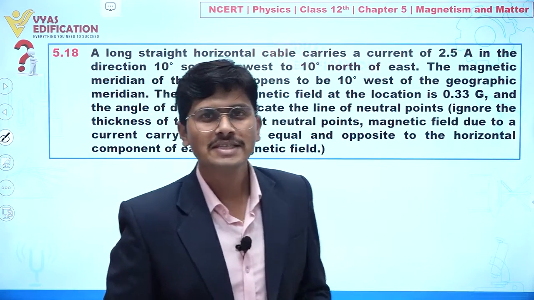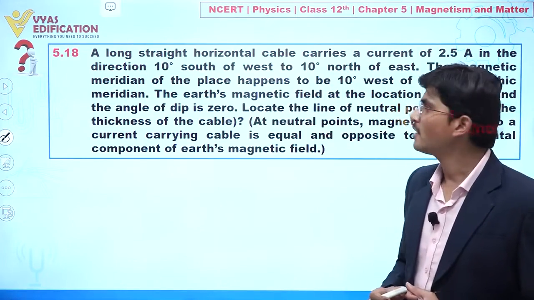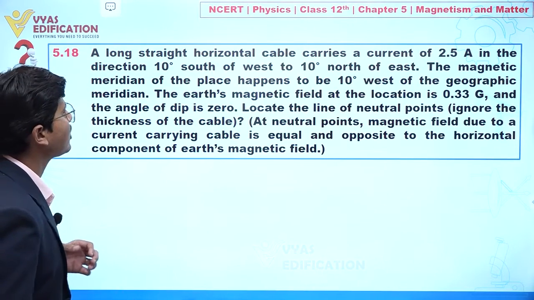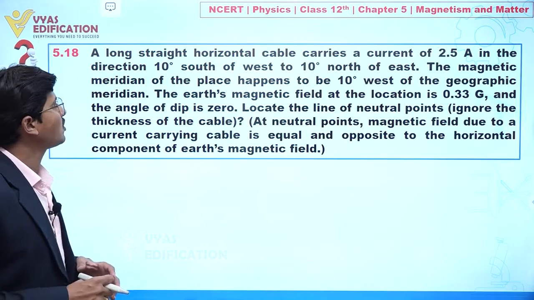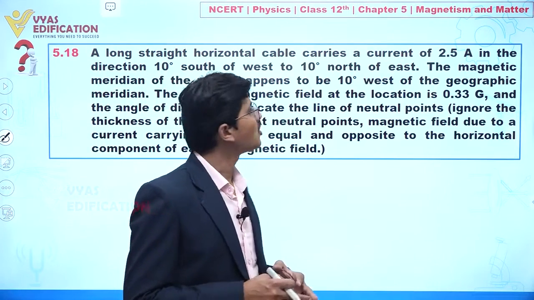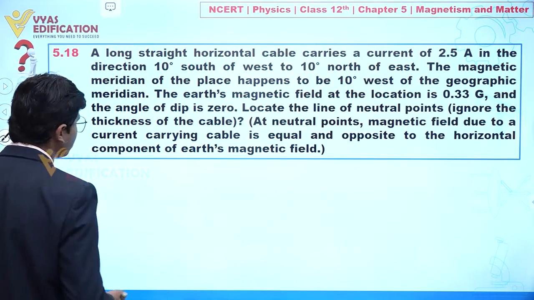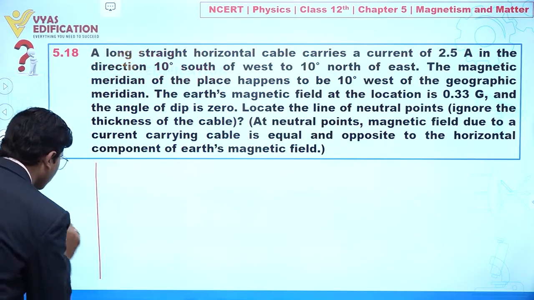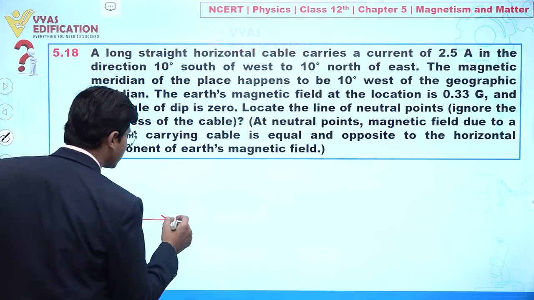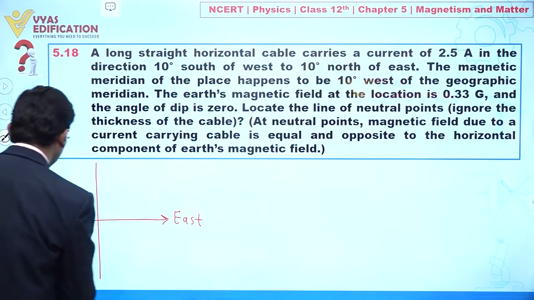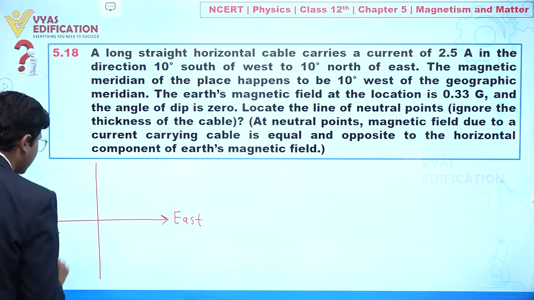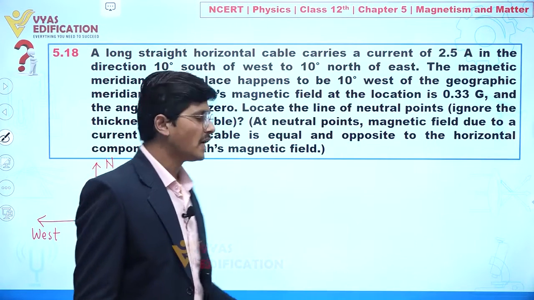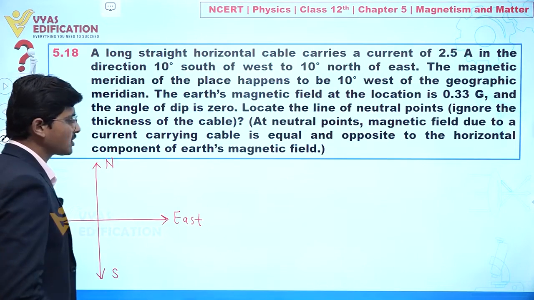So now students, we are going to discuss question number 5.18, clear? In this question it is given to you a long straight horizontal cable carries a current of 2.5 ampere in the direction of 10 degrees south of west to 10 degrees north of east. Clear? So let's suppose first I am drawing here north, south, east and west. Clear? So concentrate on the screen. Now this is the direction that is east, and this one is west. Now this is the geographical north and this is geographical south. Clear to everyone?